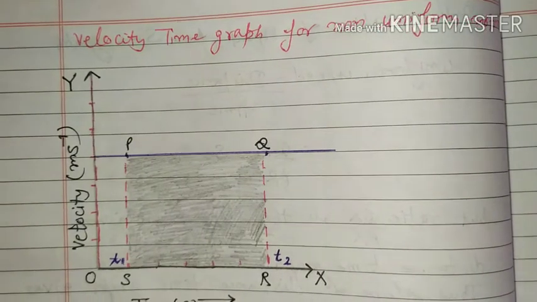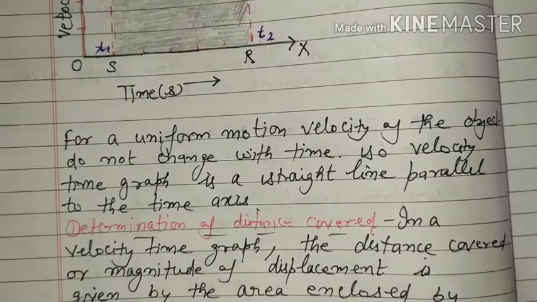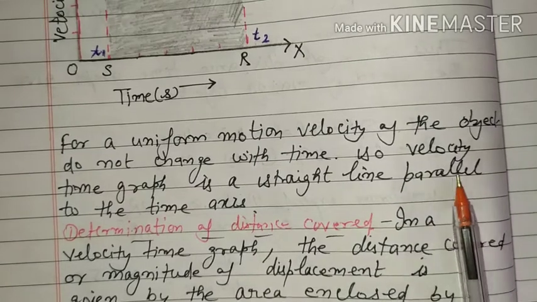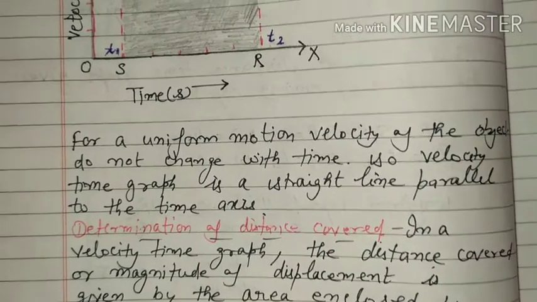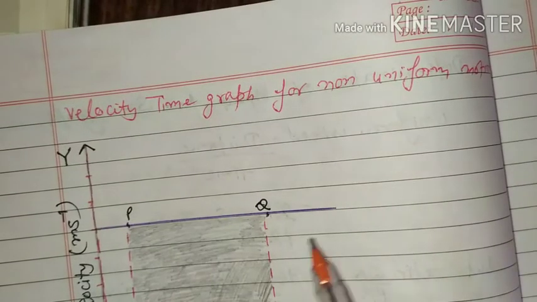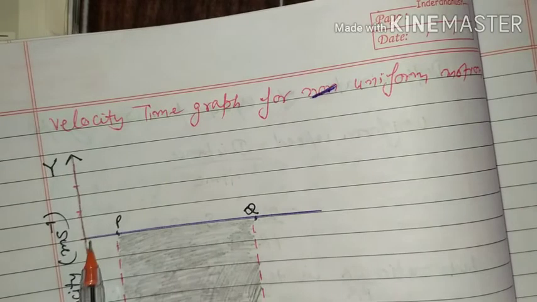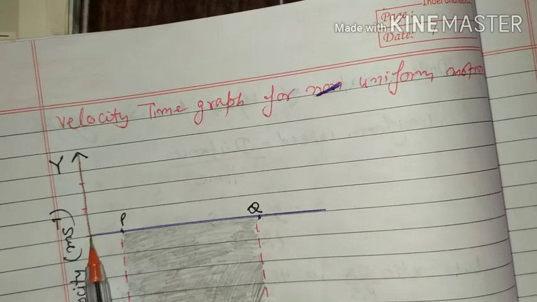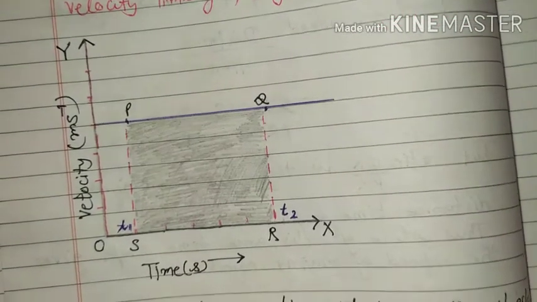For uniform motion, first see the graph here. For uniform motion, the velocity of the object does not change with time. So the velocity time graph is a straight line parallel to the time axis for uniform motion. Here, only a straight line, which means velocity is fixed and does not change, but time changes. That is for uniform motion.